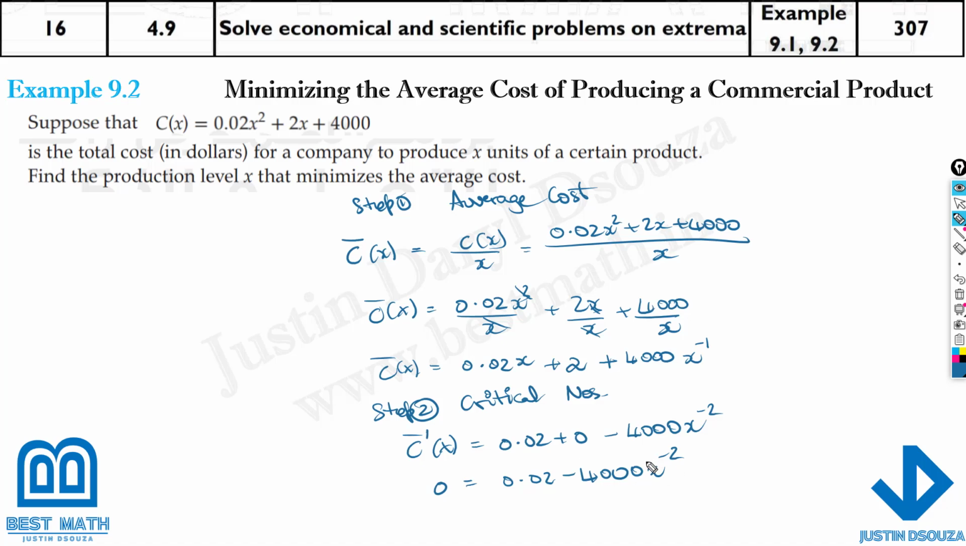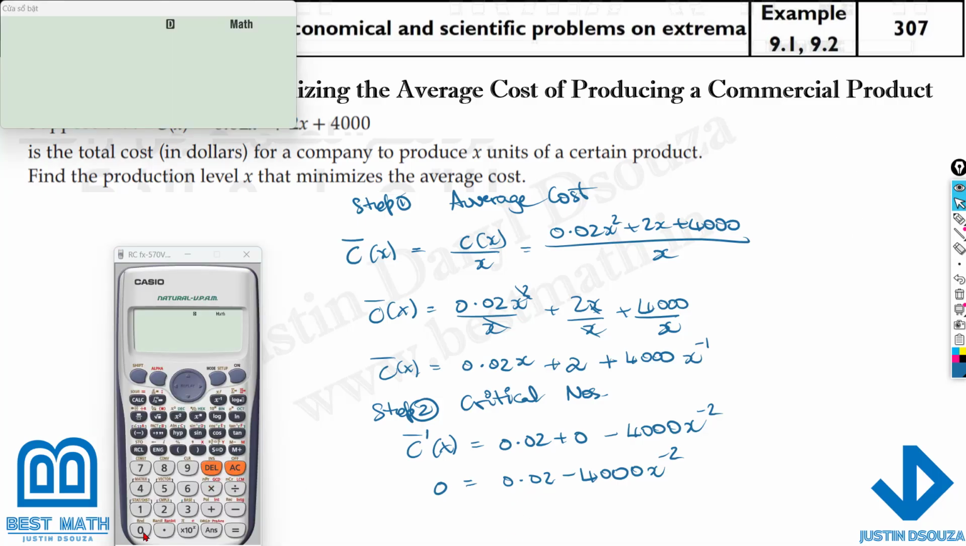Now there are different ways to solve this. One way would be taking this down to the denominator, it will be positive 2, and take it to the other side, divide 4000 by 0.02, and then take the square root. Long method, but the calculator method would be easy. The only issue is it might take some time to get the answer, but you will get the answer. So all you need to do is type it out.